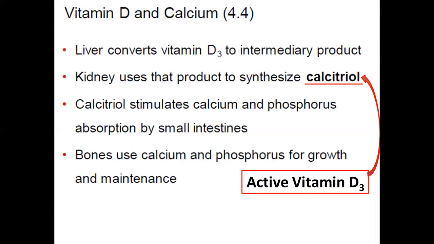It's so important. So if you're deficient in vitamin D, you'll likely be deficient in calcium in some way. And you can have brittle bones or weak bones. You could have nervous system problems. Lots of different things can happen by not having enough calcium or not having enough vitamin D.